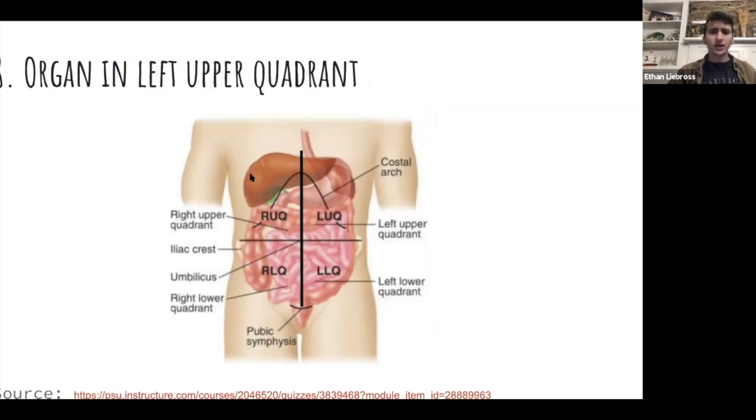So what is the organ in the left upper quadrant? So we're looking right over here. What is the largest organ in this quadrant? What do we see? And that would be, the largest one is the stomach. You could also say spleen, but the largest one we see most clearly is the stomach.